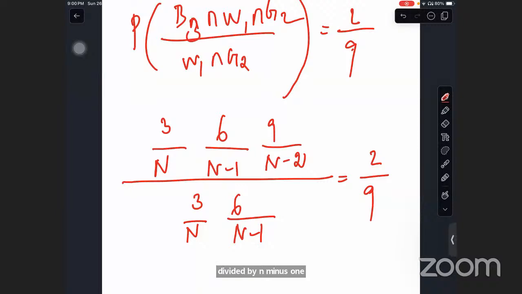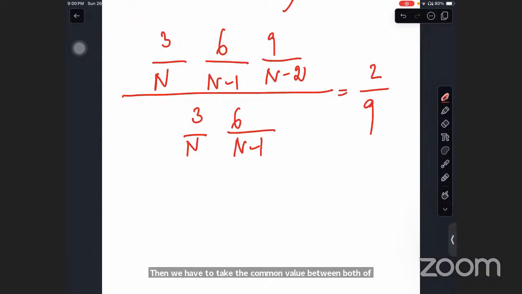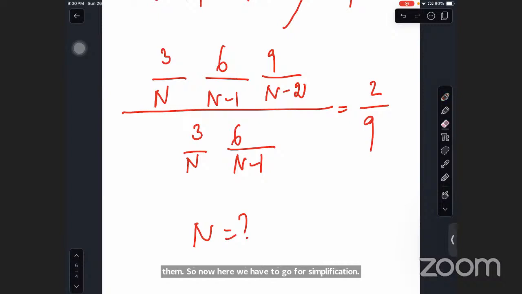So again, we are getting one more statement in terms of n. So here we will get another value. Then we have to take the common value between both of them. So now here we have to go for simplification. Whatever value you are getting, that will be the final answer. So we can go for final simplification here.